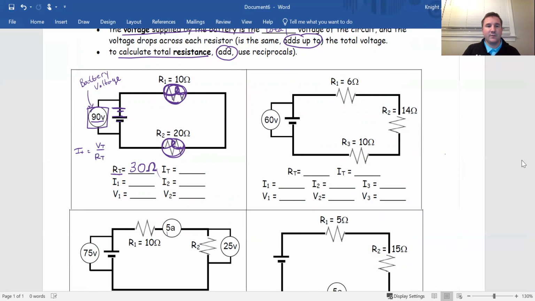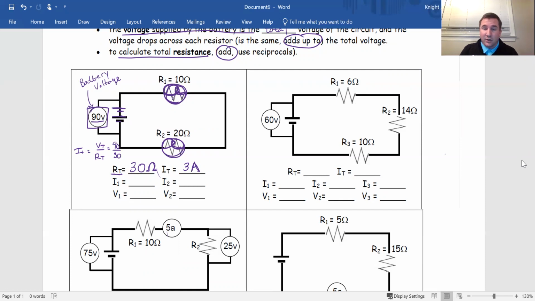And we have each of those, right? We know voltage is 90. We know resistance is 30. So 90 divided by 30 will give us 3 amps. Current is 3 amps because, actually, I should probably write that out. 90 divided by 30. 90 being the battery voltage, the total voltage, 30 being the total resistance. We take 90 divided by 30, we get 3.